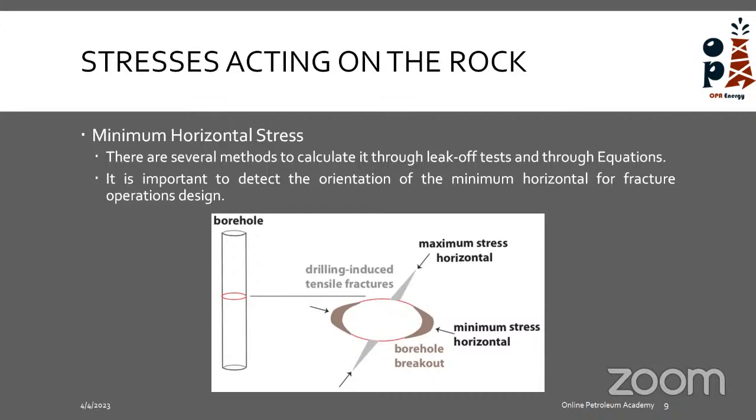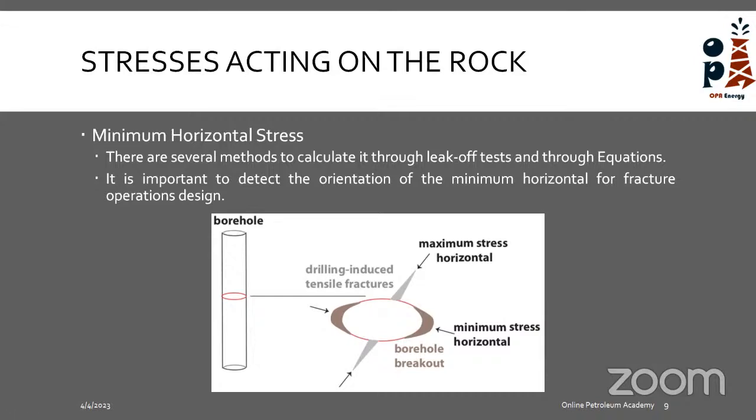As for the minimum horizontal stress, we can estimate it from a leak off test or through equations, okay? And determining the minimum horizontal stress is very important, because we have to determine it to know the fracture pressure, which we cannot exceed, because if we exceed it, we'll have a fracture in the formation or the rocks you are drilling. Okay. And the orientation of the minimum horizontal stress is perpendicular to the drilling induced tensile fracture, or in case you're doing a leak off test, it will be perpendicular to the fracture propagation. Okay.